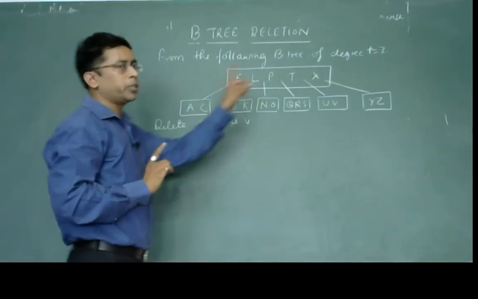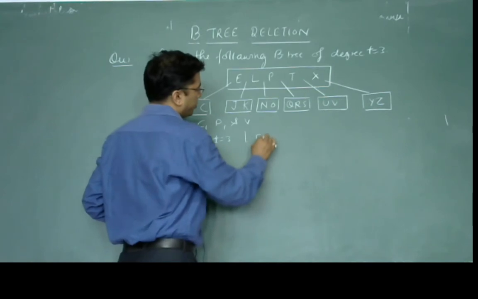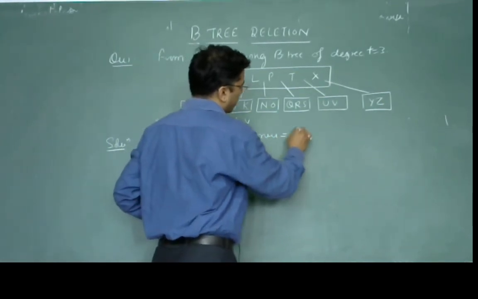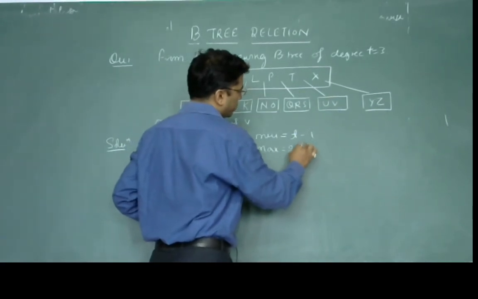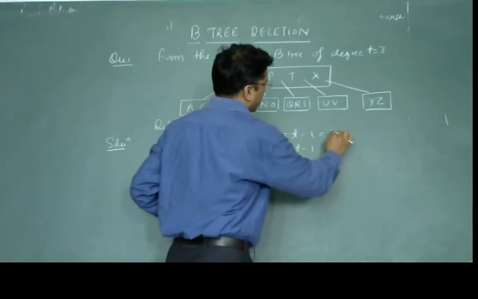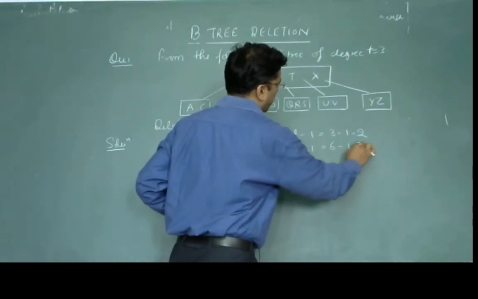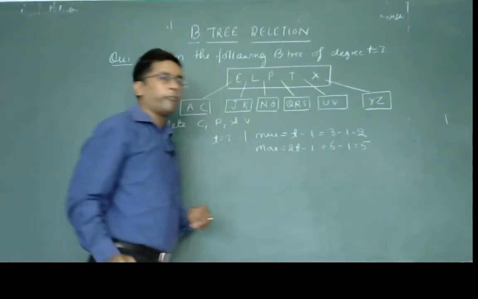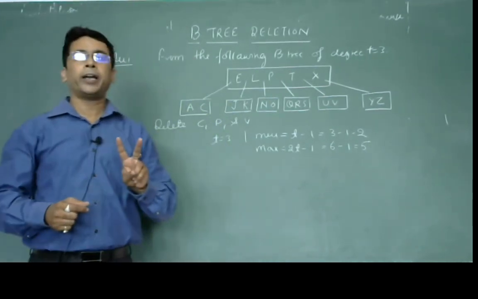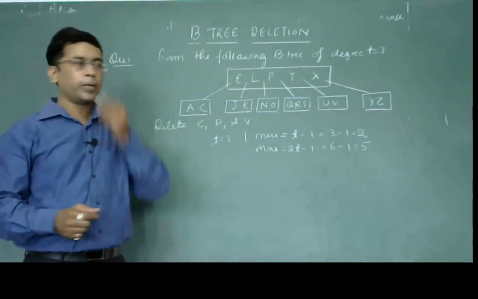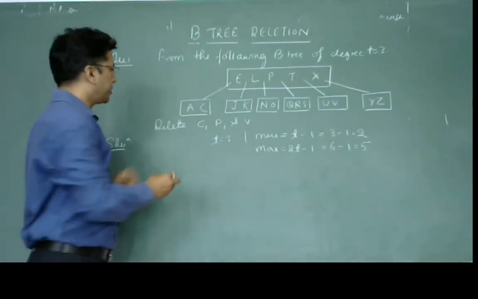Since T is equal to 3, minimum is equal to T minus 1, and maximum is equal to 2T minus 1. That is 3 minus 1 equals 2, and 6 minus 1 equals 5. So every node should have at least 2 keys, and at most it can have 5 keys. And now we start the procedure of deleting the C element.